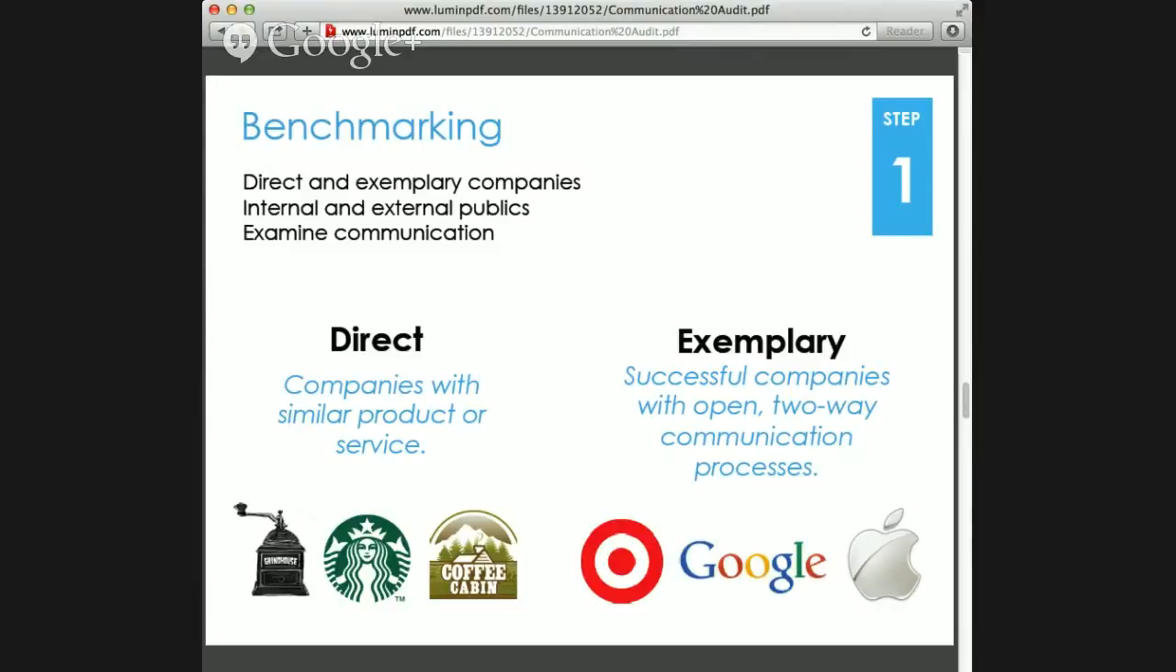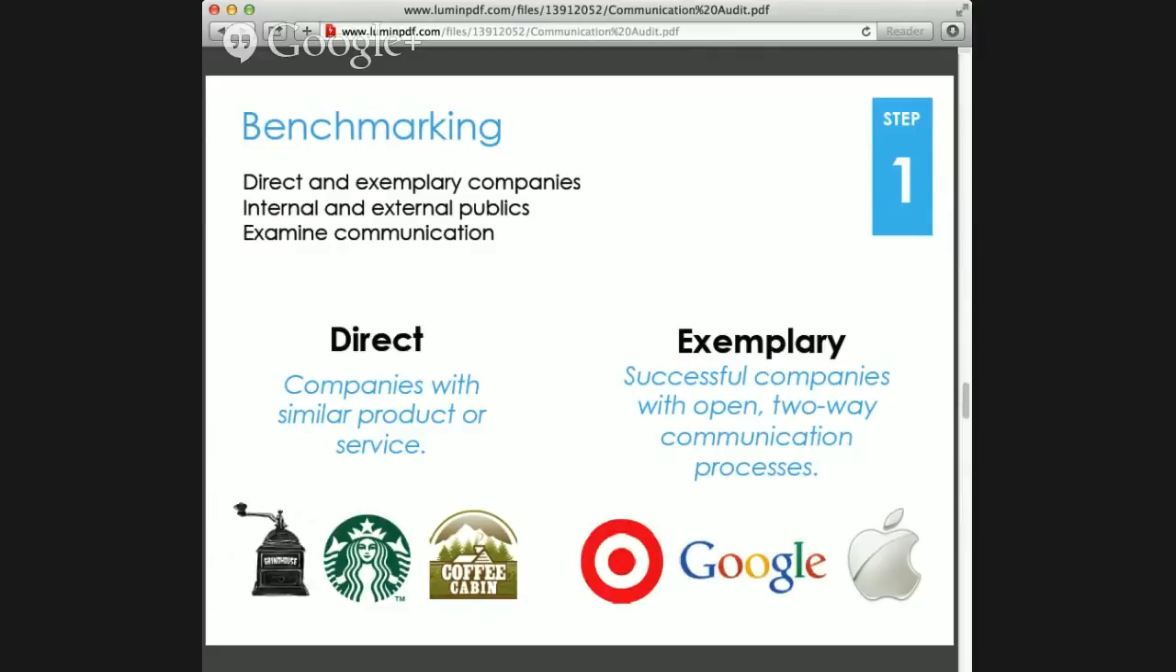So when we're looking at Cup of Joy, their direct companies include Starbucks, of which there are several in the area, and again, I'm just going with my hometown area, and a local cafe called Grindhouse and Coffee Cabin, which again are 2 local independent cafes that also do very well on their own. So some exemplary companies for Cup of Joy are going to include Target, Google, and Apple.